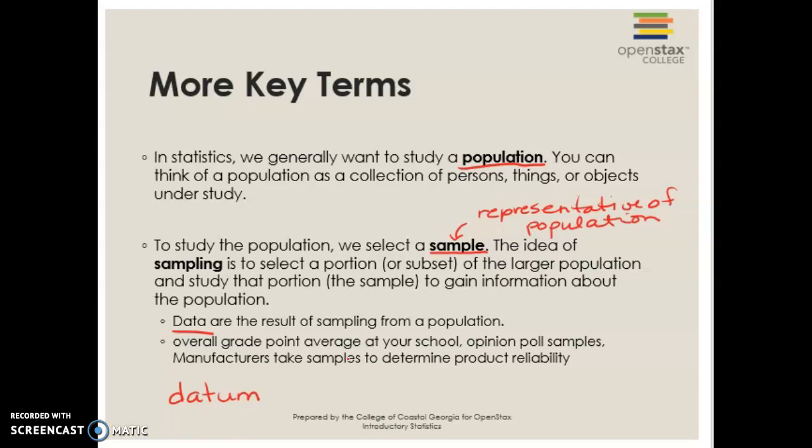The opinion poll samples, I'm sure you saw all of those last November when they were doing the presidential election. They would take a sample of the population. It's impossible to actually poll 300 million people, so they would take a sample population to get a representation of what we could look at.